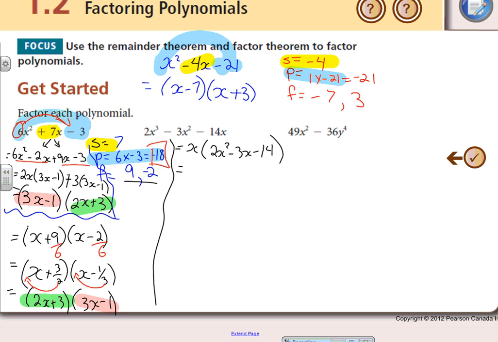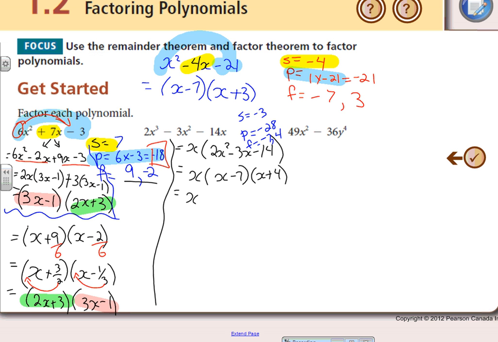And now we're going to use our sum of -3, our product of 2 times -14, so -28. We need two numbers that multiply together to give me -28 and add together to give me -3. So we've got -7 and 4. I'll use the shortcut method in this one. So we've got x minus 7, x plus 4.